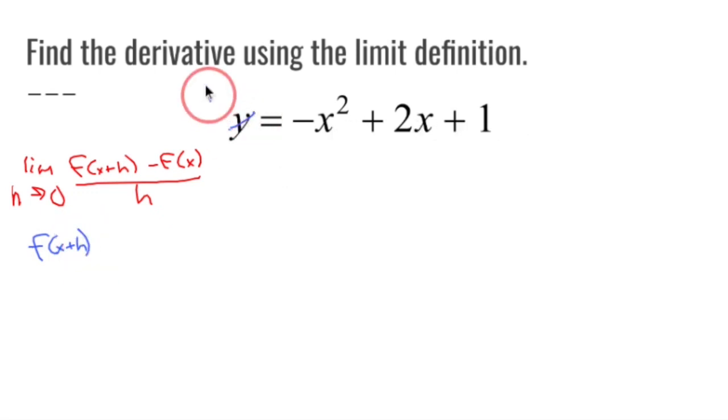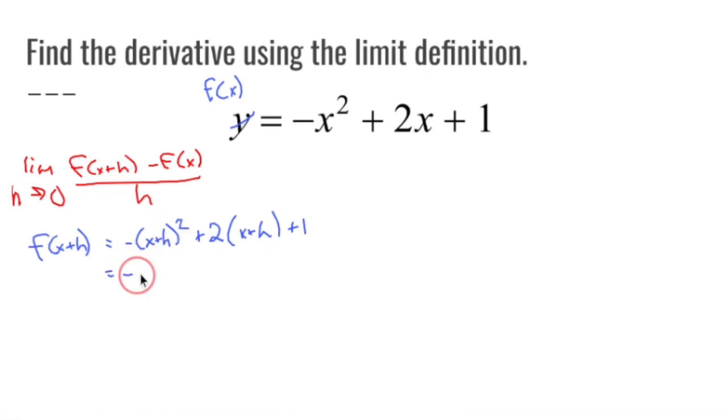To find f of x plus h, you need to rewrite this original equation. Remember, y and f of x are the same exact thing. You're going to replace every x value with x plus h. So f of x plus h is negative (x plus h) squared plus 2 times (x plus h) plus 1. Now, x plus h squared is a perfect square trinomial. I can FOIL this, but I'm going to be a little lazy and just say that becomes x squared plus 2xh plus h squared.